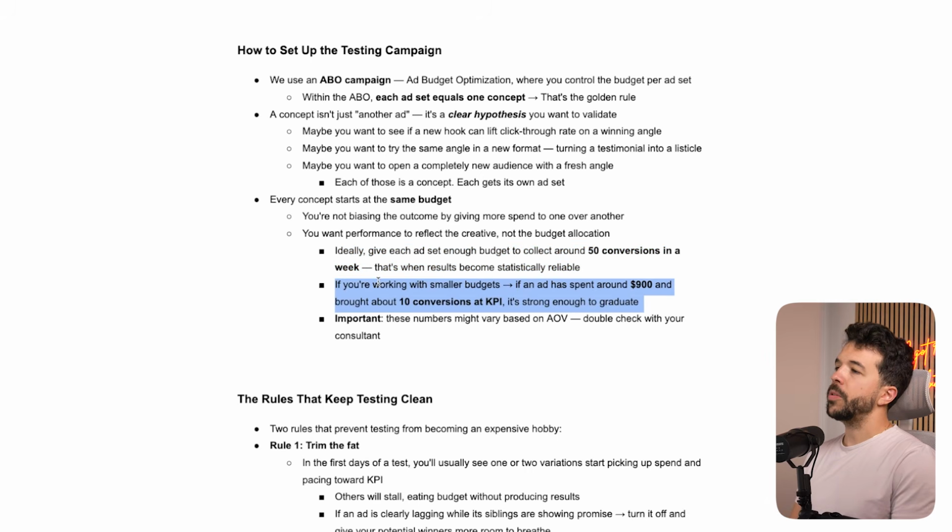But if you're working with a smaller budget, I know most of the time it's not possible to have 50 conversions in a week per ad set. But ideally, you want to have an ad validated when the ad has spent around $900 and brought about 10 conversions at KPI. In that case, you can consider it strong enough to graduate. Obviously, take this with a pinch of salt. Different AOVs might be different. This is some sort of a golden rule that might change depending on what you're promoting.